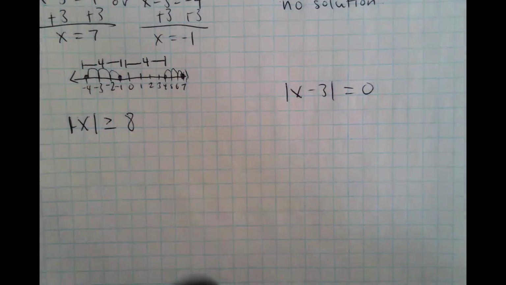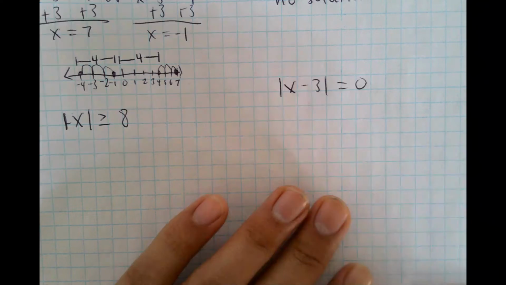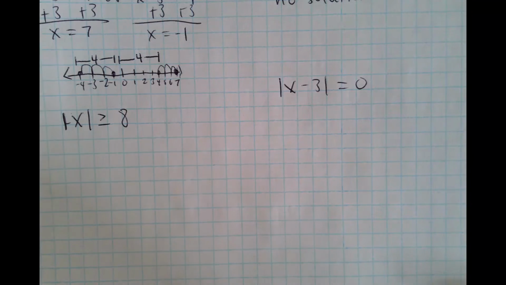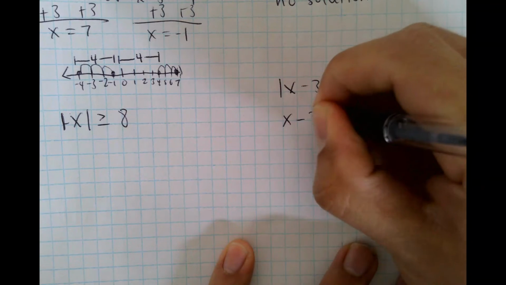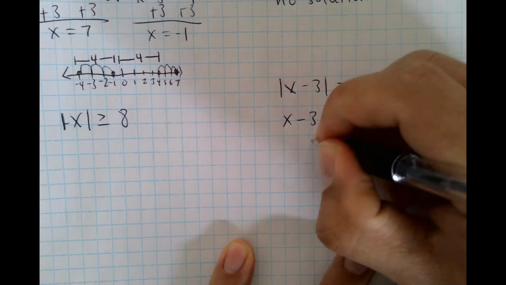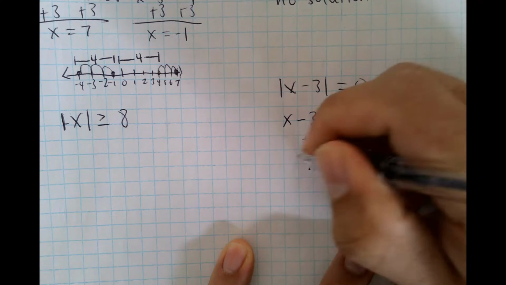The third example is that the absolute value of x minus 3 is equal to 0. And in this case, we're only going to have one solution. So you would get rid of the absolute value, and it would be x minus 3 is equal to 0. We would add 3 on both sides, and we get x equals 3.